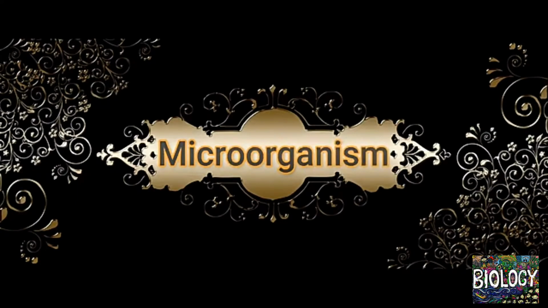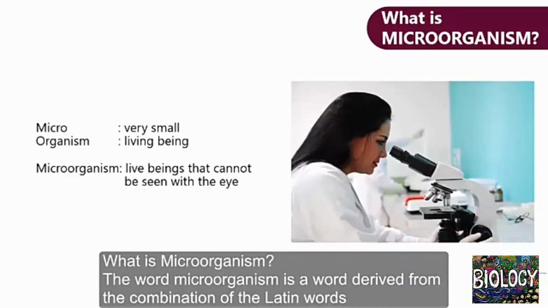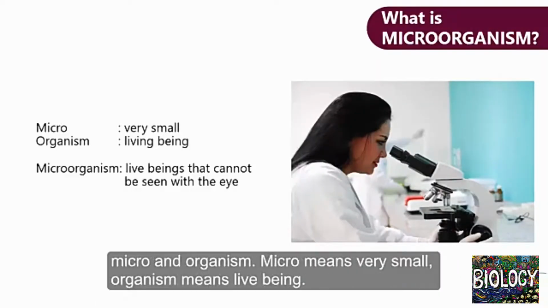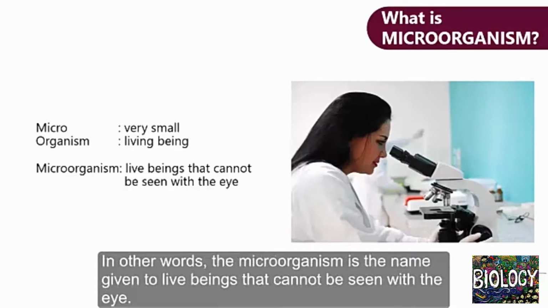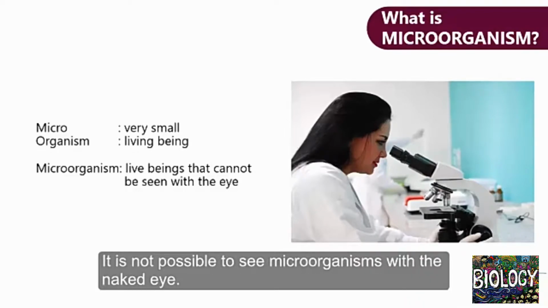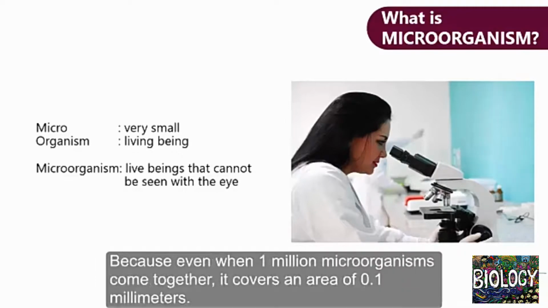So what is the introduction to microorganisms? Microorganism is derived from two words, micro and organism. Micro means very small and organism means living being. When we combine these two words together, they form microorganism. Microorganism is the name given to living beings that cannot be seen with the eyes. So it is not possible to see microorganisms with our naked eye.